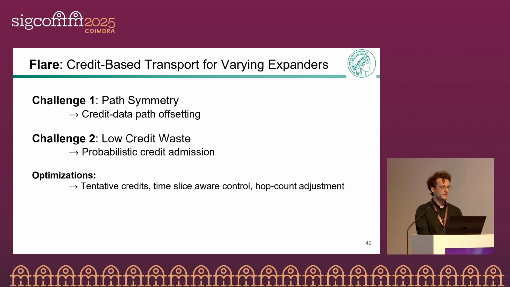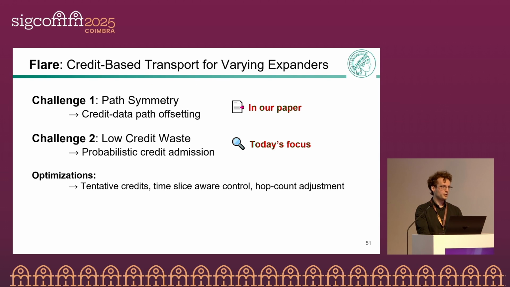Flare's design is rooted in solving these two main challenges, with some additional optimization in terms of both latency and throughput. For reasons of time today, we will focus on the second challenge of minimizing credit waste. This is Flare's main performance driver and is what makes it quite unique. In our paper, we also show how to guarantee path symmetry even across a changing topology by leveraging the routing of Opera, which enables us to do credit-based transport to begin with.